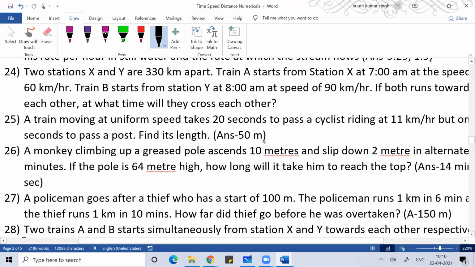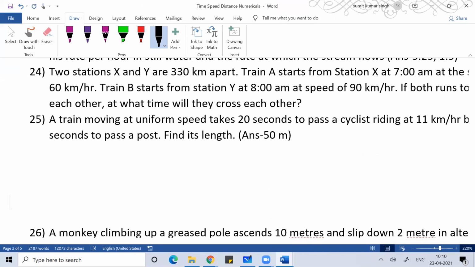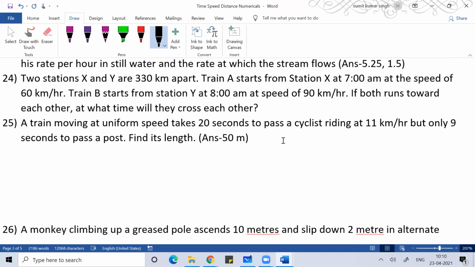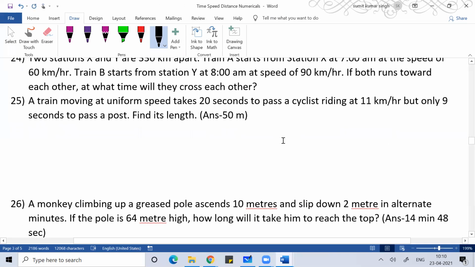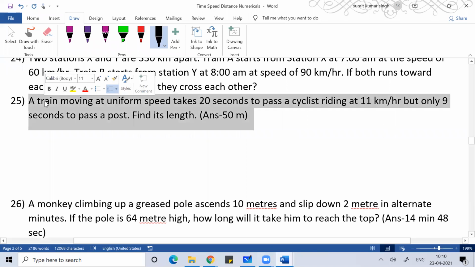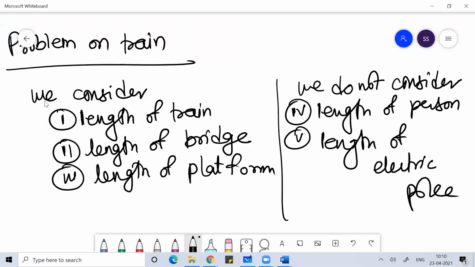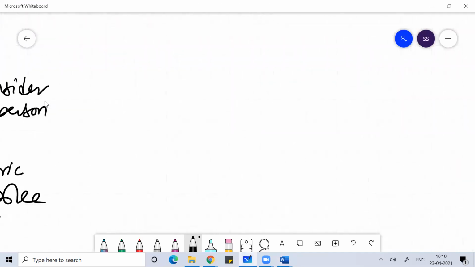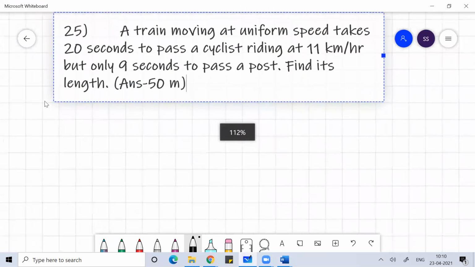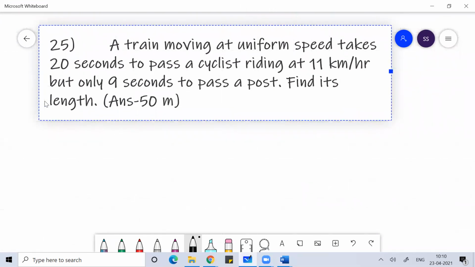So you can see this question. A train moving at uniform speed takes 20 seconds to pass a cyclist riding at 11 kilometer per hour, but only 9 seconds to pass the post. Very good question. You can understand this.